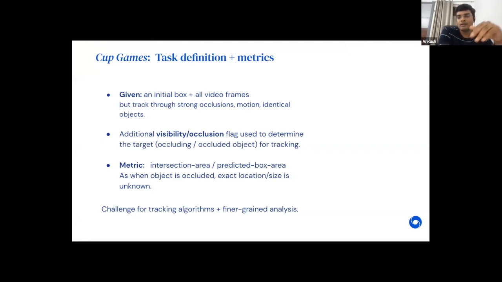In contrast to the previous standard tracking task where you're using average IOU, here we use just the intersection over the area of the predicted box, to factor in the fact that we don't know the precise location once the object gets occluded inside the bigger object. So that's a slight change from the standard object tracking task, but otherwise the metric is very similar. And we hope that this subset will spur research into tracking and also finer grained analysis of various tracking methods. That's it from my side on object tracking.